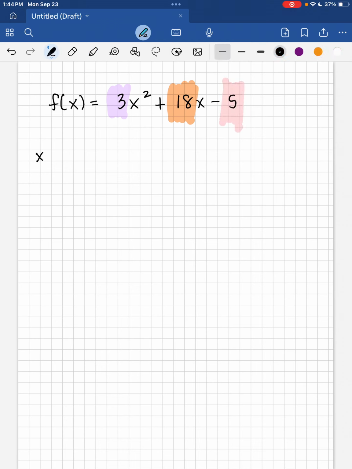And I know that the x value of the line of symmetry is x equals negative b over 2a. So I'm going to go ahead and calculate that. So negative 18 over 2 times 3, which is going to be negative 18 over 6, which is negative 3. So I know that the axis of symmetry is at negative 3.